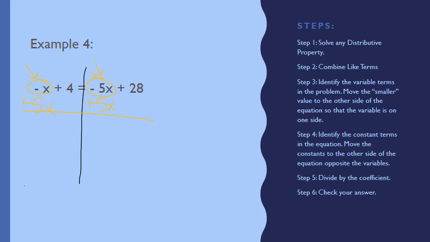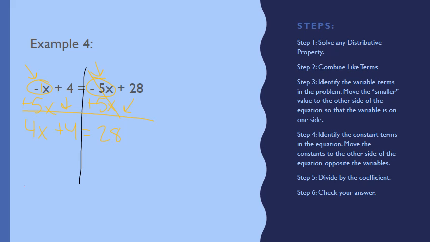Negative x plus 5x gives me 4x, because this is negative 1. Negative 1 plus 5 is 4. I'll keep my 4 in the same place. Negative 5 and positive 5 go away. And then 28 stays in the same side of the equation.